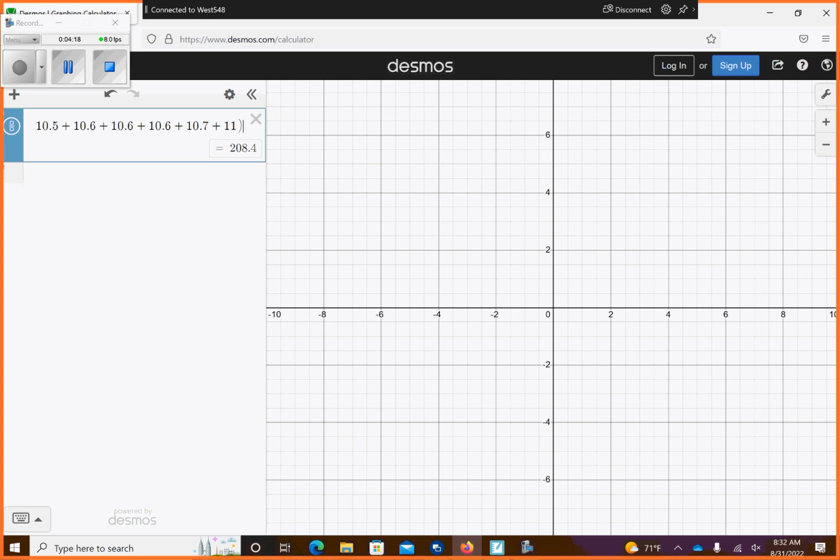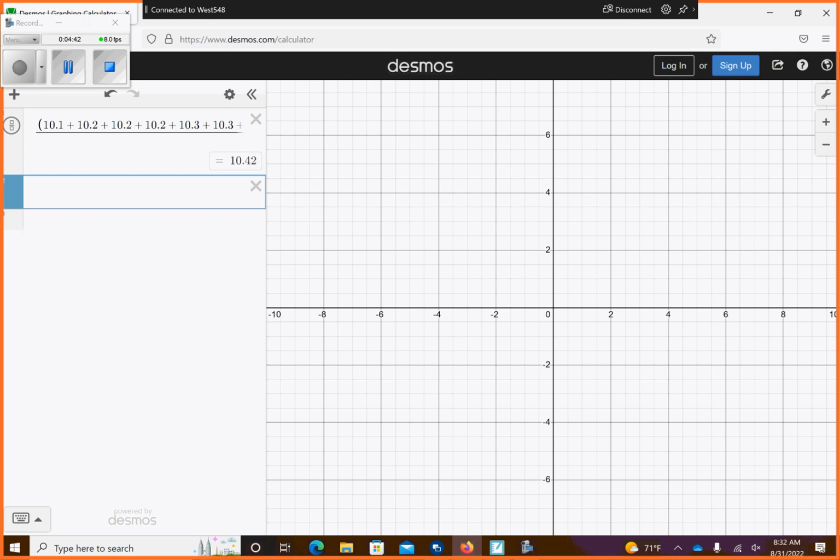Right now it tells me that the summation of all my numbers, if I put them in correctly, is 208.4. And then you have to figure out how many pieces of data you have. So I got 1, 2, 3, up to 20. I have 20 pieces of data. So then I can go divided by 20. Yeah, 10.42, that works. So our average, our mean is 10.42.